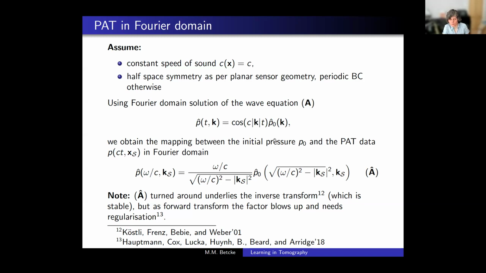We have a Fourier solution to this equation, and we can plug that into the wave equation and evaluate it at the time and at the sensors over time, and we can get the Fourier domain version of that to give us a relation between the initial pressure and the solution of the wave equation at the detector. So basically, I have this relation between the Fourier transform of my image and the Fourier transform of my data. So this is what I end up with.